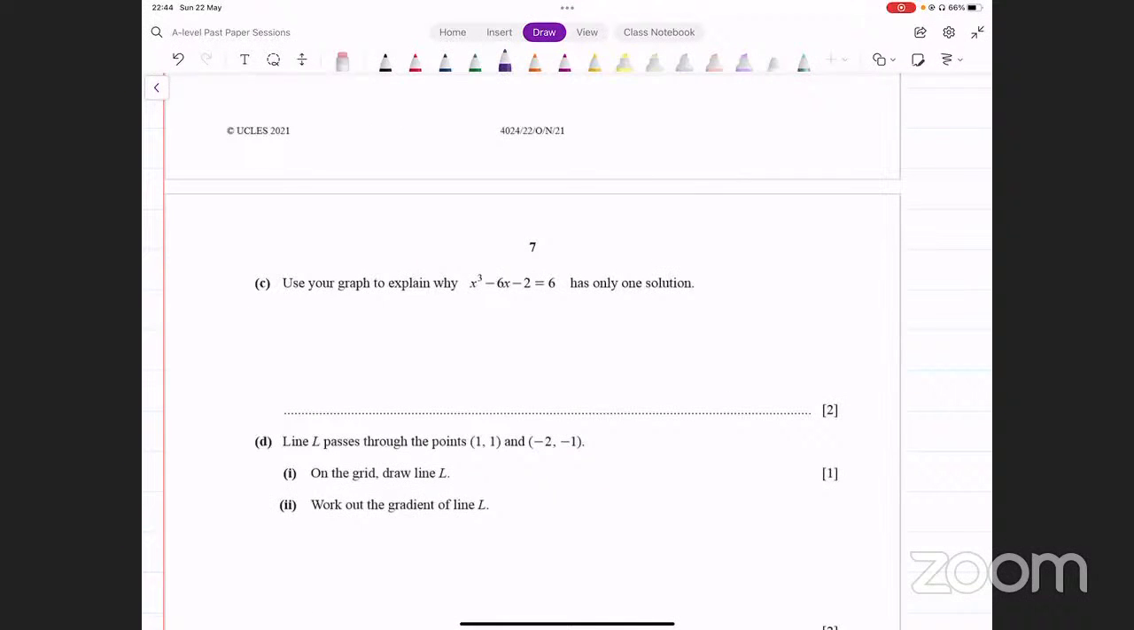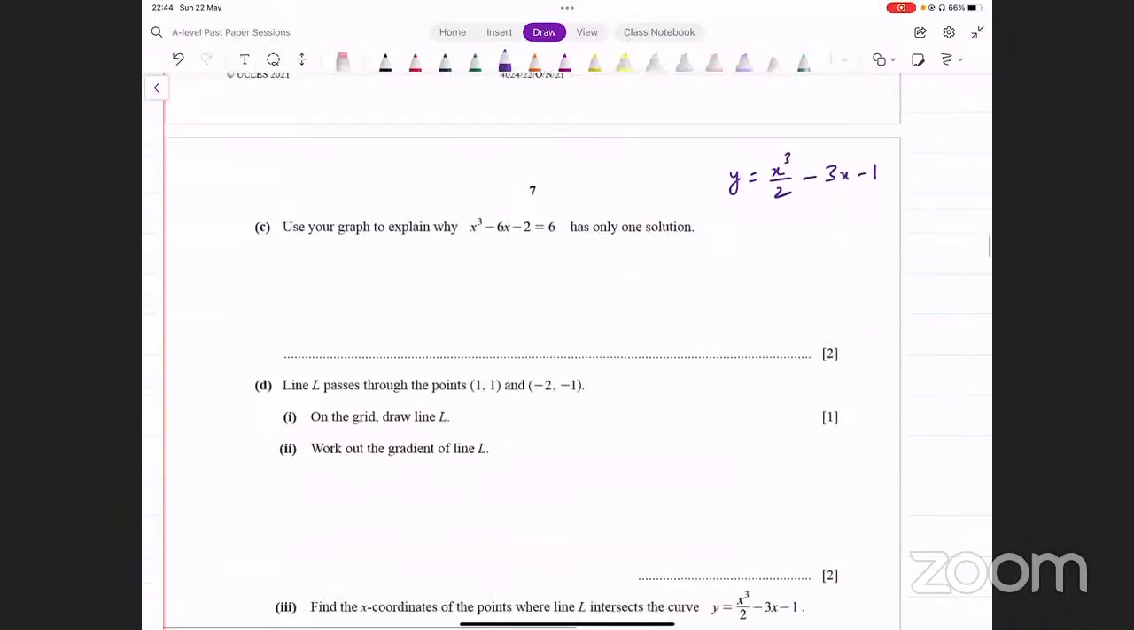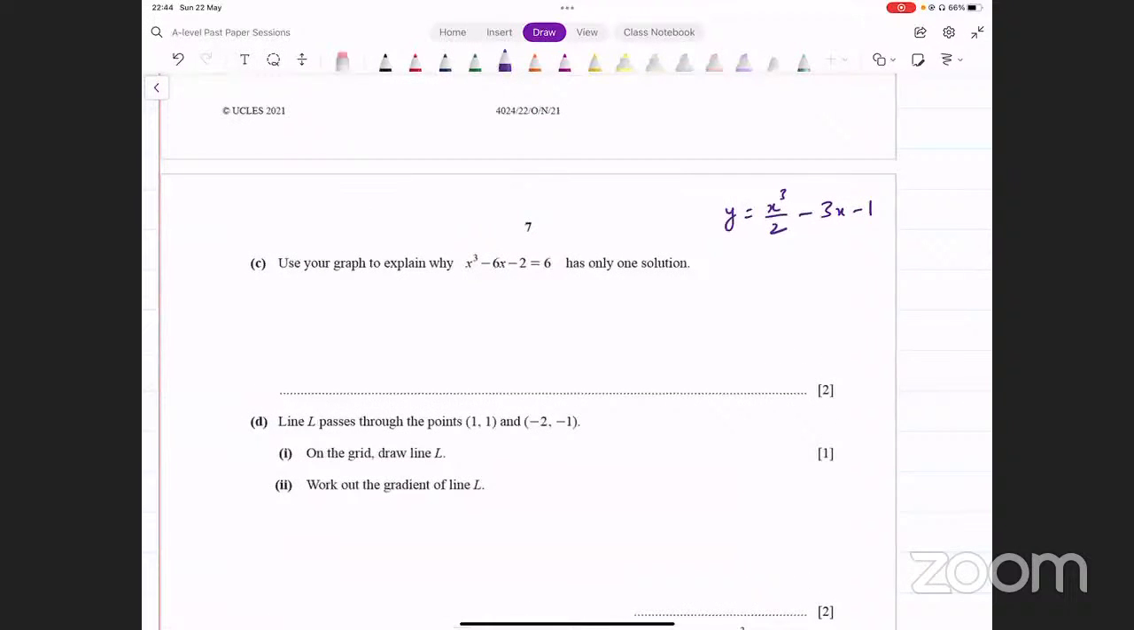Now let me just write that here again. What was given? It was given y equals x cube over 2 minus 3x minus 1. Just confirm again. Yeah. So this is the function that's given there. What you have to do is, on one side of the equation that is given, somehow bring it to this form.